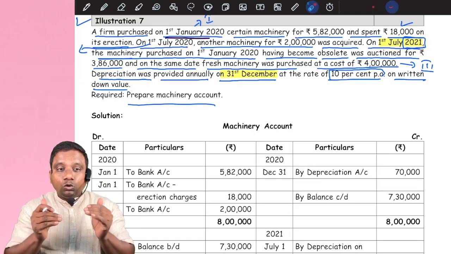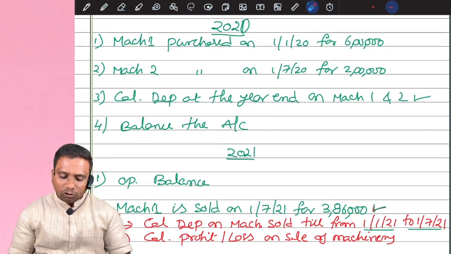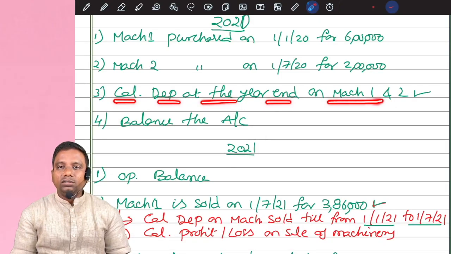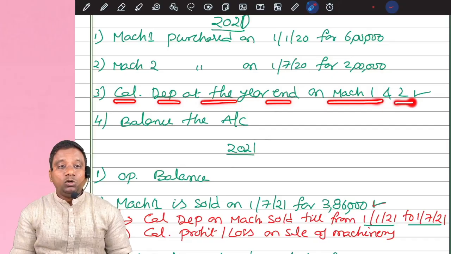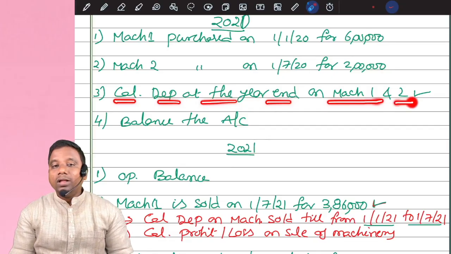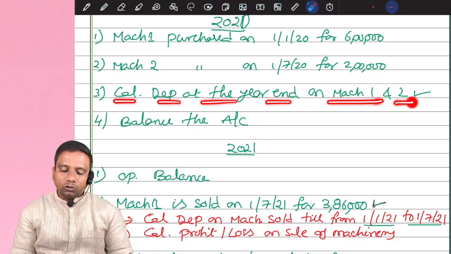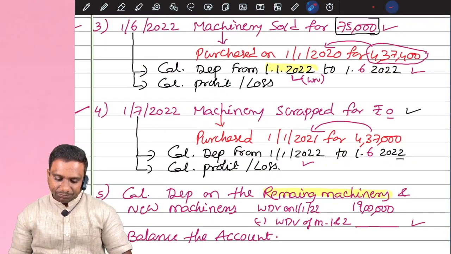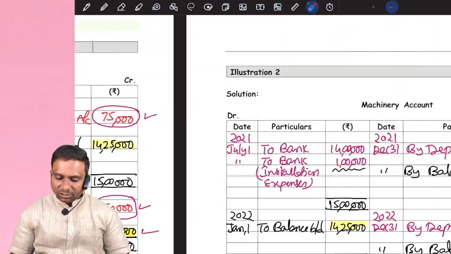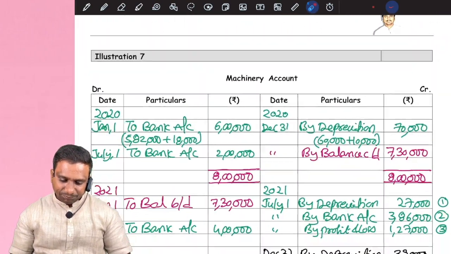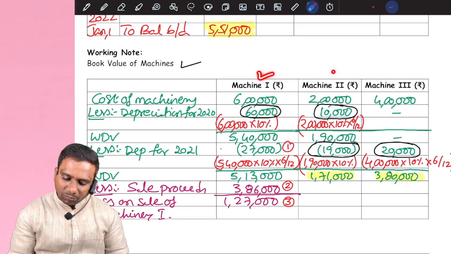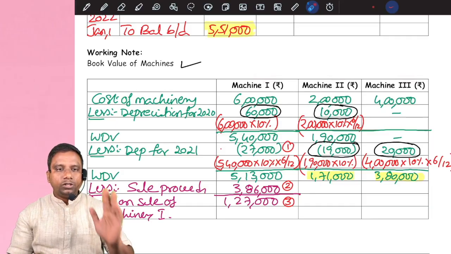But now first we have to complete 2020, go to the end of the year, calculate depreciation at the end of the year for machinery 1 and machinery 2 by following the WDV method. When you have more than one machinery, it is always advisable to prepare a separate working note for calculation of depreciation. This is illustration 7, working note. Like this: machinery 1, machinery 2, machinery 3. Hope you are following. Next.